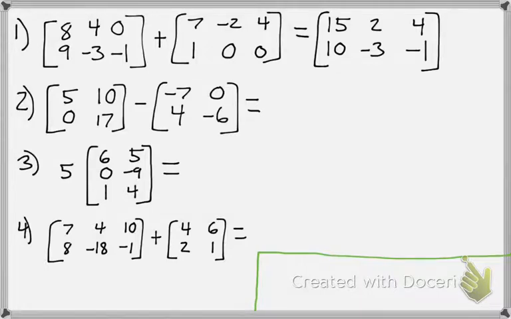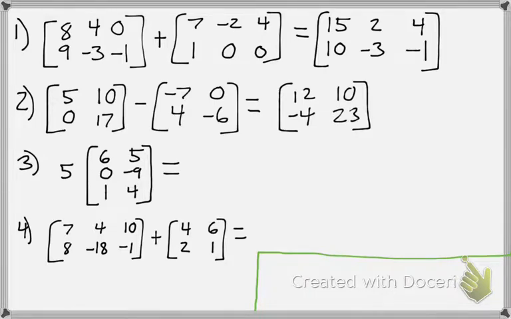With question number 2, I'm subtracting the matrices, and they have the same dimensions, meaning they have the same number of rows and columns, so I am able to subtract them. So 5 minus -7 is 12, 10 minus 0 is 10, 0 minus 4 is -4, and 17 minus a -6 is 23.